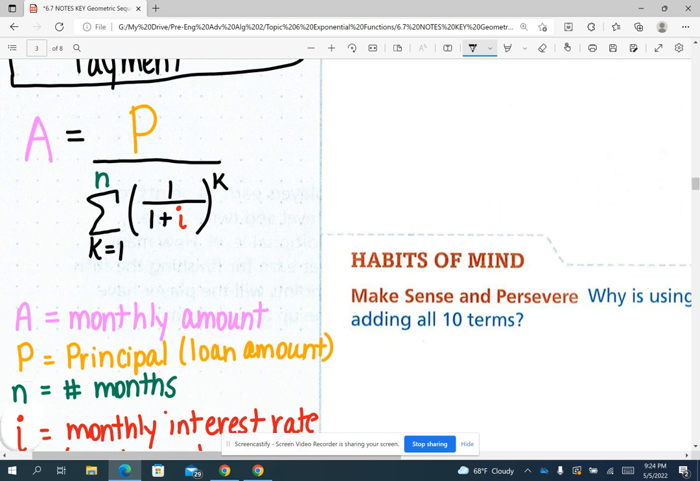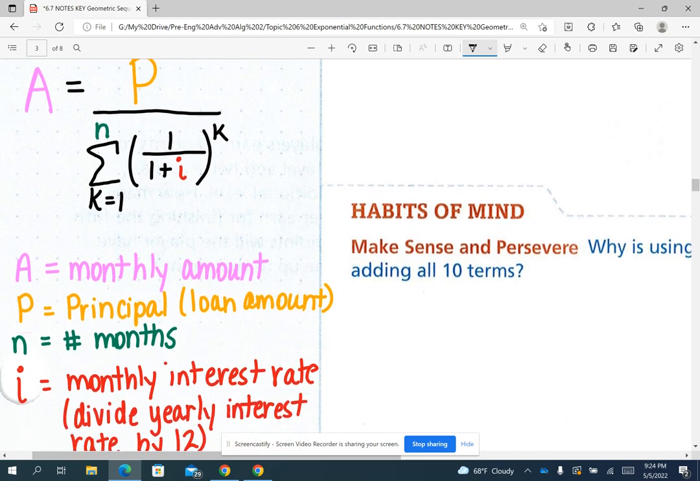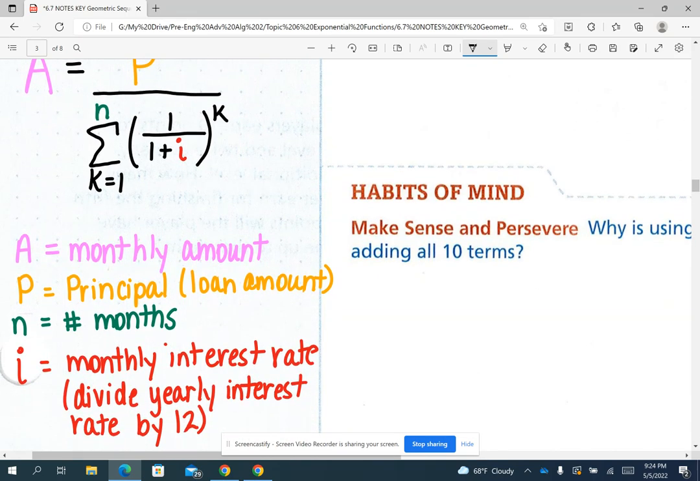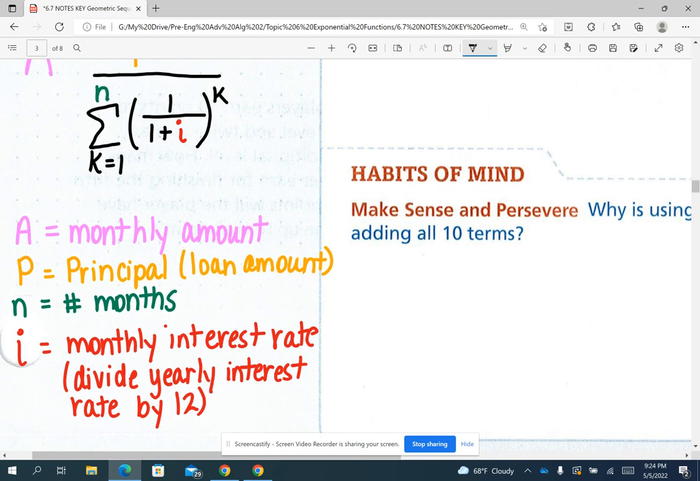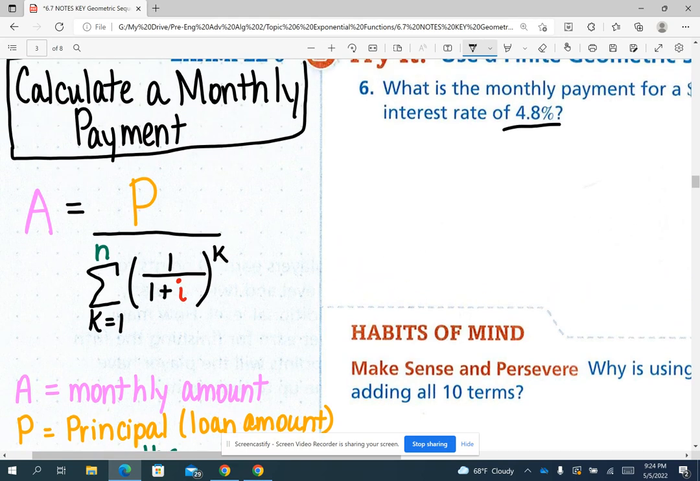So A is your monthly amount, P is the principal or the loan amount that you're going to take out, N is the number of months, I is the monthly interest rate. Usually in the problem, you're given a yearly interest rate, so you're going to need to divide that by 12 to calculate I. And then K is a number you're not going to substitute in. So to solve for A, you need to know P, N, and I. You've got to know three things.